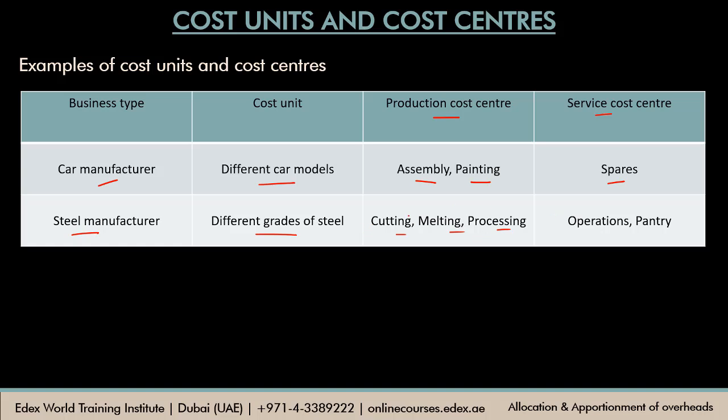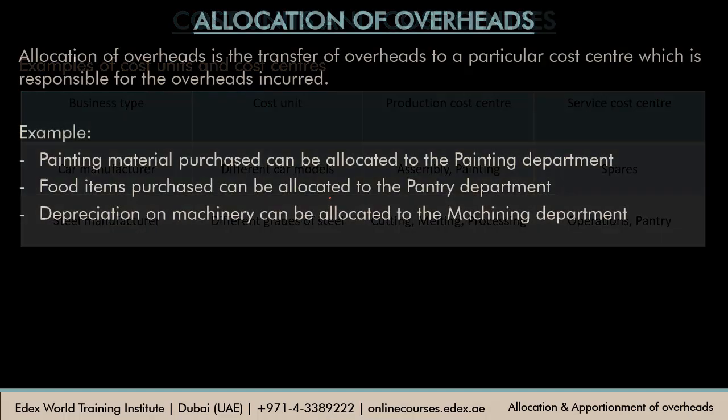To ensure smooth functioning of these production cost centers, a business might have set up some ancillary departments like the operations department, logistics department, and pantry department, so that the functioning of the production cost centers and other service cost centers can happen smoothly. So I hope the meaning of cost units and cost centers is very clear, because the later part of the overheads explanation will depend on these.